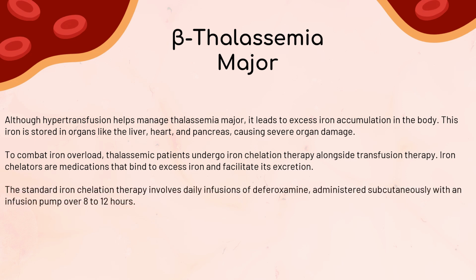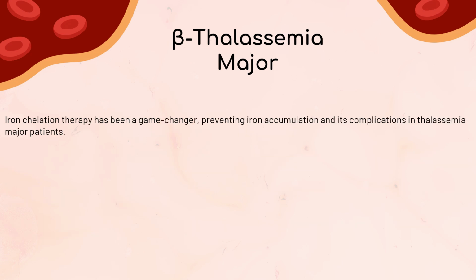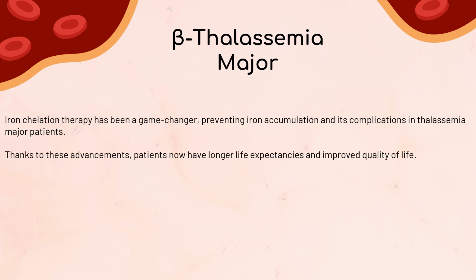The standard iron chelation therapy involves daily infusions of deferoxamine, administered subcutaneously with an infusion pump over 8 to 12 hours. Researchers have developed oral iron chelators like deferasirox and deferiprone as alternatives to deferoxamine, improving patient compliance. Iron chelation therapy has been a game-changer, preventing iron accumulation and its complications in thalassemia major patients. Thanks to these advancements, patients now have longer life expectancies and improved quality of life.